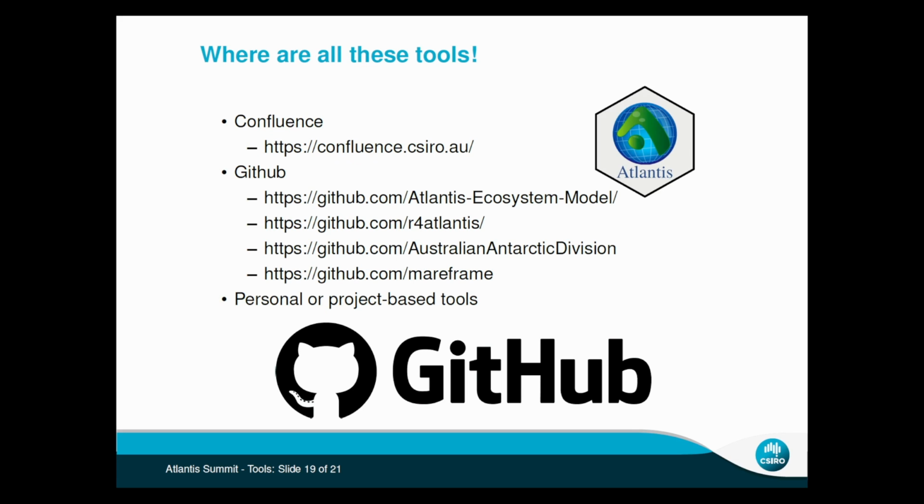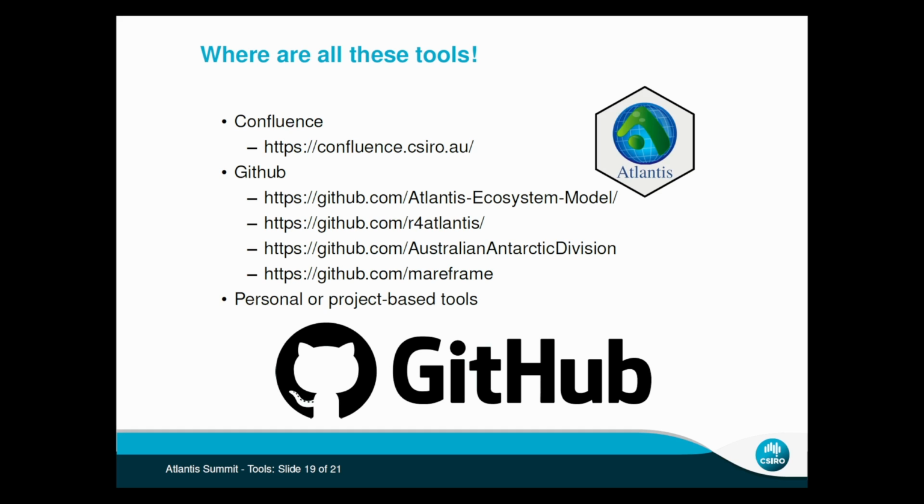Where can you find all those tools? You have different places. The Atlantis Confluence page has all of these tools, and at least you can find the addresses that point you to them. And then you have specific GitHubs. We have a GitHub at CSIRO, and now part of the community is also joining us. The Atlantis tools, the Reactive Atlantis, and the Shiny R Atlantis are in that GitHub.